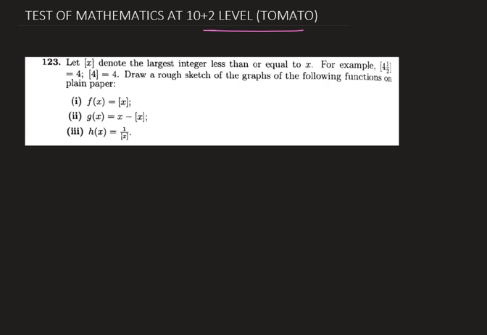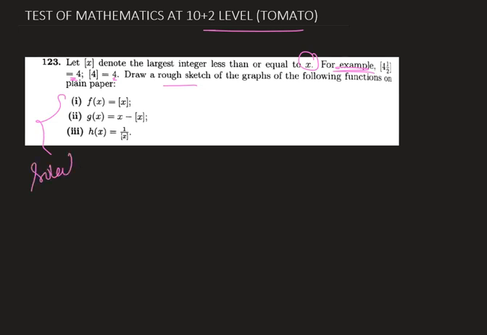Here floor of x, box of x, is given, which we all know denotes the largest integer less than or equal to small x. Here we are given an example, 4.5. Box of 4.5 is equal to 4, and box of 4 is also equal to 4. We have to draw rough sketches of the graphs of the following functions on paper: f of x equals box of x, g of x equals x minus box of x, and h of x equals 1 by box of x.